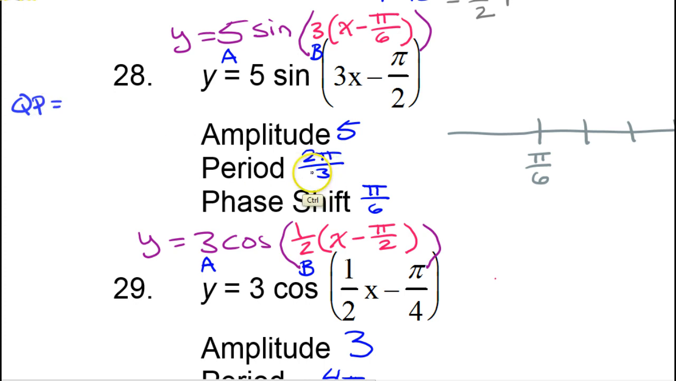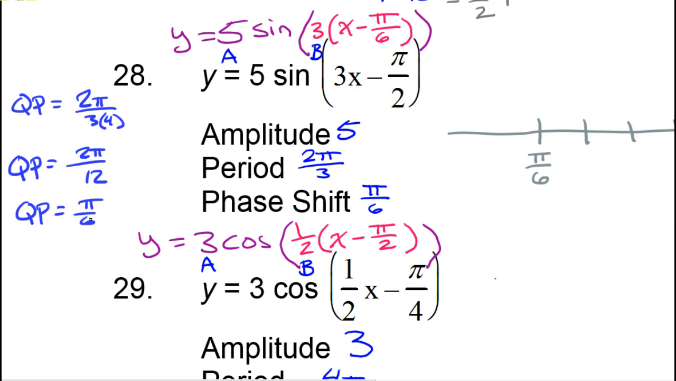Well, so the period is 2 pi over 3. So the quarter period is going to be 2 pi over 3 divided by 4. Now, when you divide a fraction by an additional number, all you really have to do is put the new number in the denominator. So I'm dividing by 4 now. So the quarter period is going to be 2 pi over 12. So the quarter period is pi over 6.